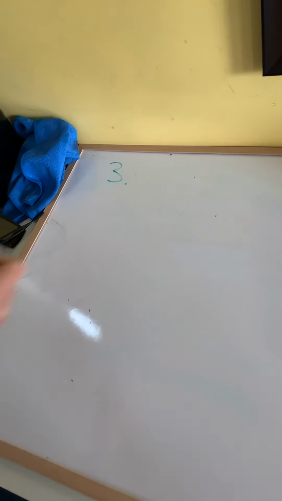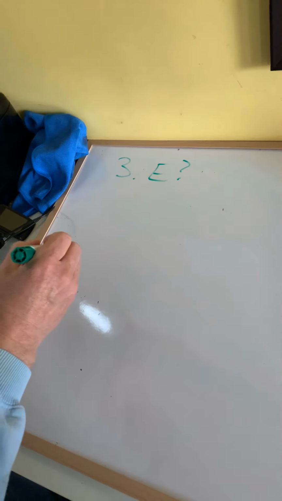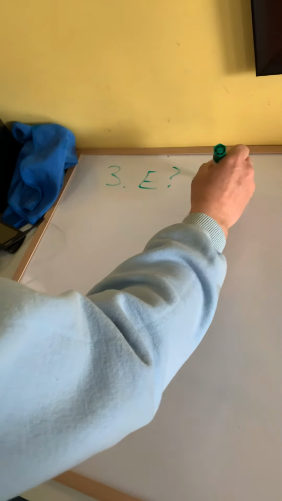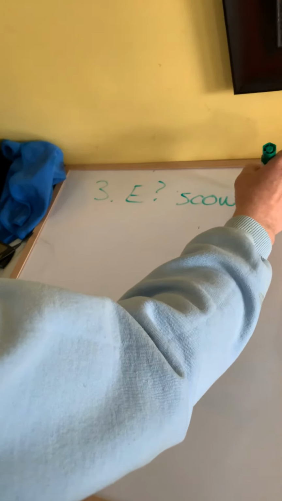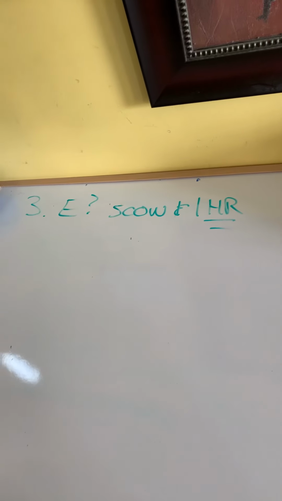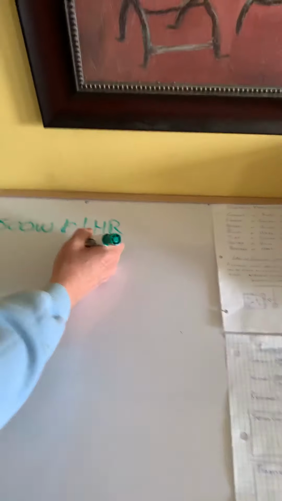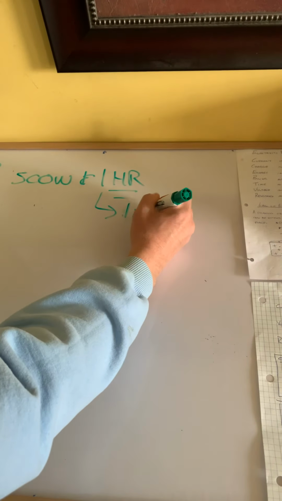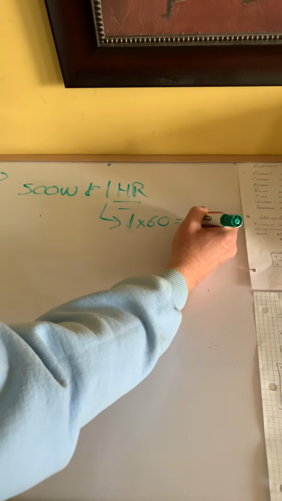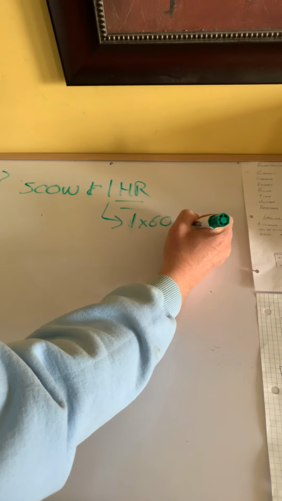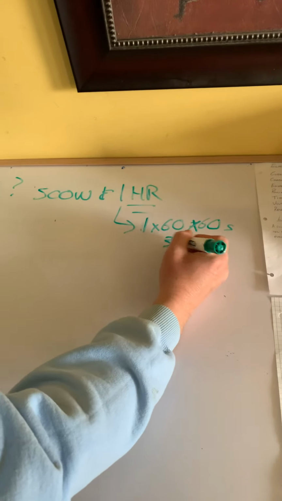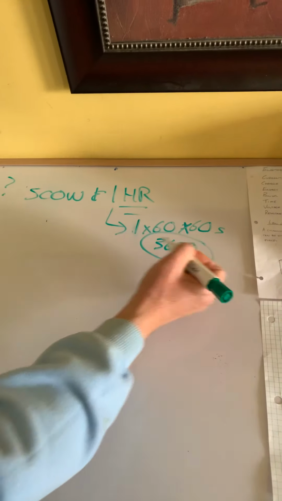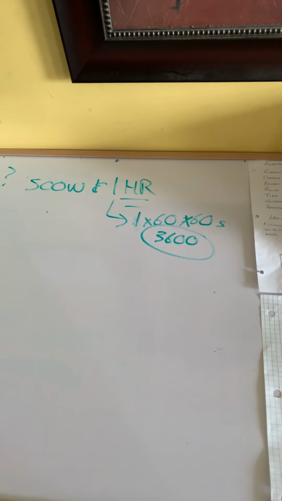Number 3, it's an energy question. How much energy is provided from 500 watts? And we have an hour to deal with. Okay, this one's going to be a trickier one, because we definitely want to make sure we get our time into seconds. So sometimes that's fun to do right away. If we've got 1 hour times 60, we have 60 minutes, and we times 60 minutes by 60 to get seconds, and we're going to have 3,600 seconds. So that's the time variable we're going to be using.